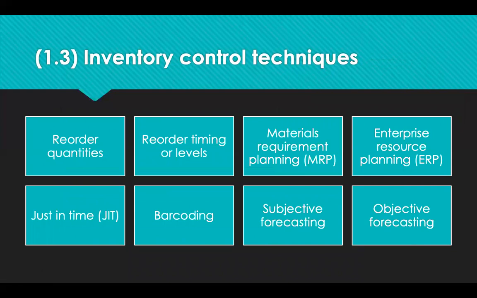We're now going to look at some inventory control techniques. So the reorder quantity is how much of an item is ordered per single shipment of order. And that's going to be influenced by volume discounts, standard pack quantities, lead times from the supplier, as well as demand.